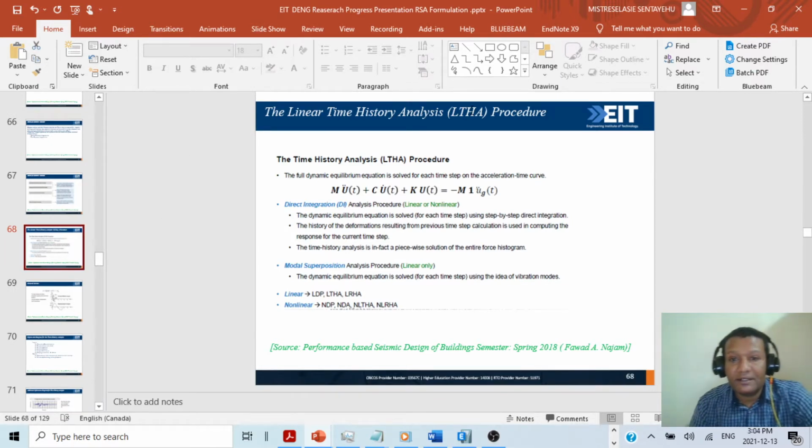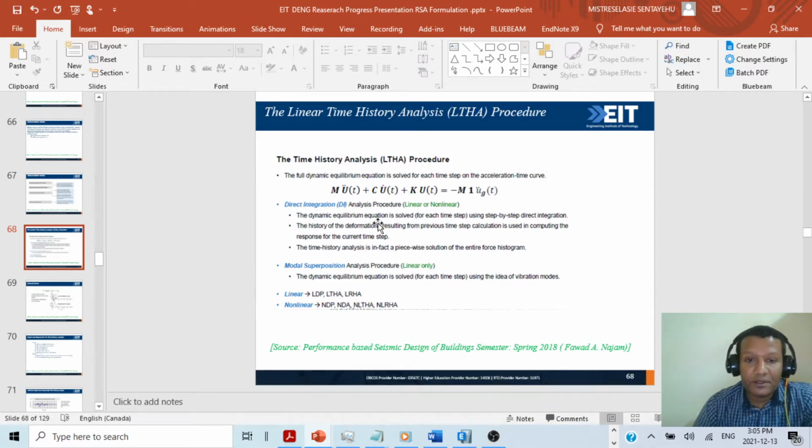The linear time history analysis procedure, we discussed this also in our second video, but let's go quickly. In the time history analysis procedure, the full dynamic equilibrium equation is solved for each time step on the acceleration time curve. So this is our equation of motion. As I discussed, we have two types: direct integration and modal superposition. Direct integration we can use for linear or non-linear models, but modal superposition we use only for linear analysis.